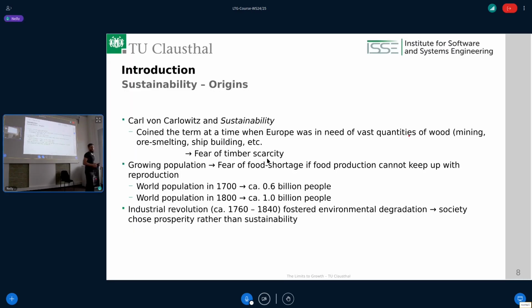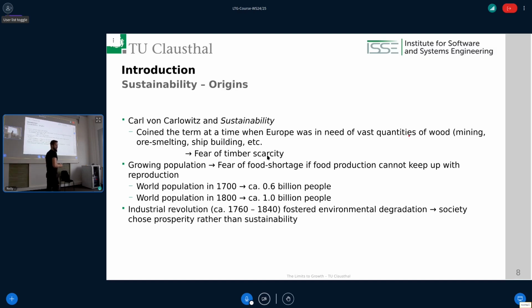So putting this a little bit in perspective, Carl coined that term, at least for the Europeans on the mainland, at a time when Europe was in need of vast quantities of wood. I already gave you the example of mining, smelting, shipbuilding, and so on. So there was very much a fear of timber scarcity. They also partially applied this to other natural resources, but mostly to timber because that was the pressing scarce resource of that time. And that problem started to compound and get worse because the population also heavily grew.